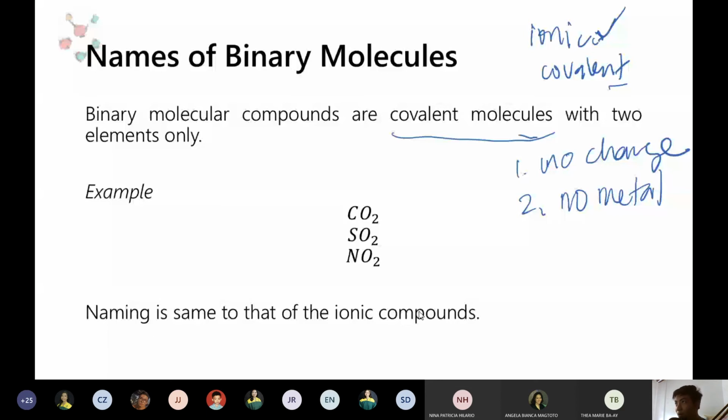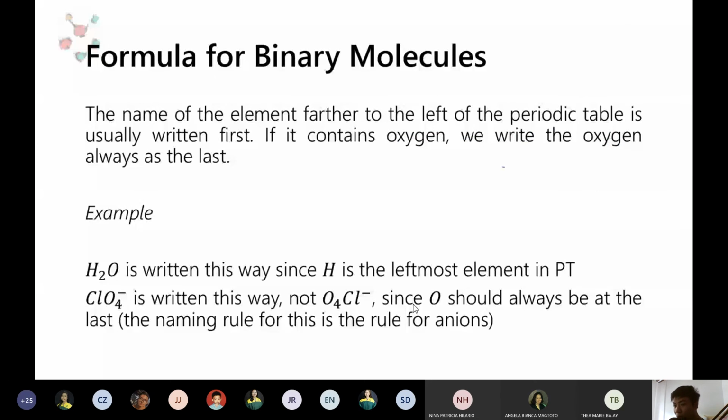Okay? So paano natin yan papangalanan? Bago tayo pumunta sa pangalan, punta muna tayo sa formula. How do we write the proper formula? So siguro nagtataka kayo, bakit kaya H2O yan? Bakit hindi pwedeng OH2? Ganito kasi, may batas. Ang sabi dito sa batas, number 1, oxygens are written at the last part always. And ano pa? The element farther to the left is usually written first. Yung element na nasa left ay yung sinusulat na una.